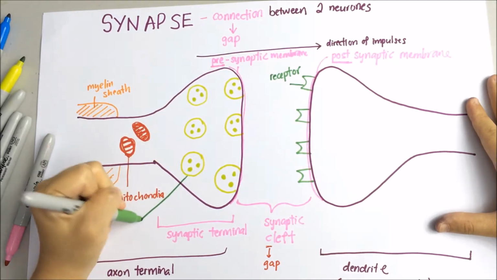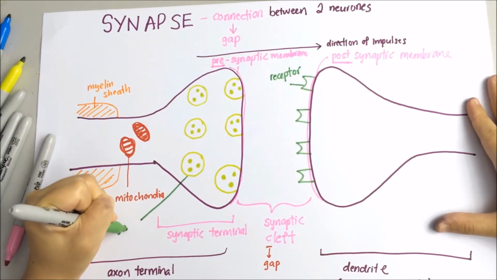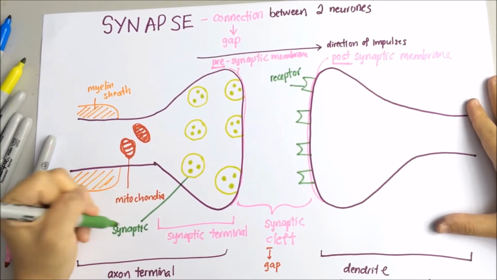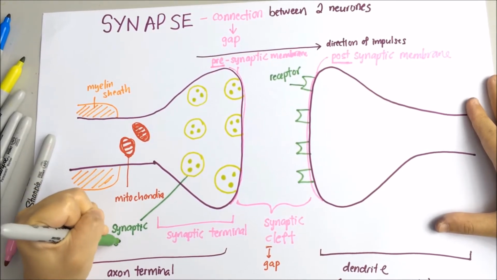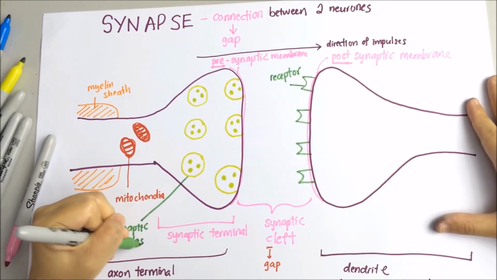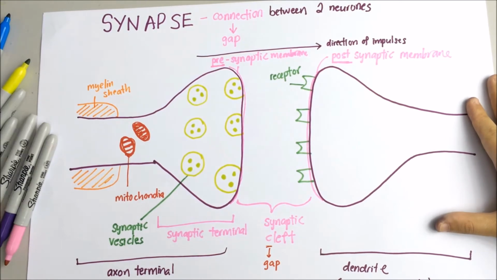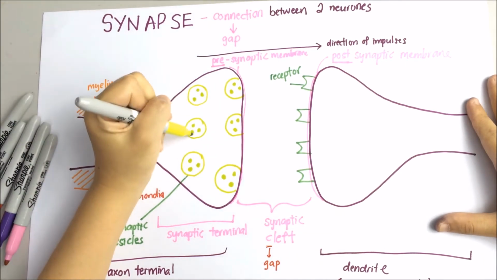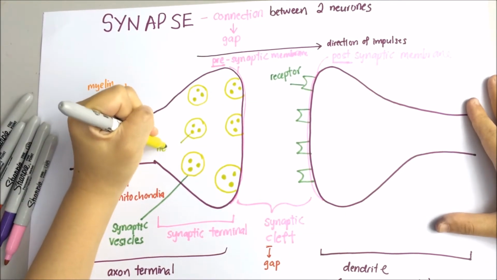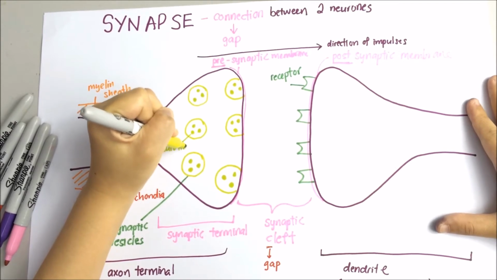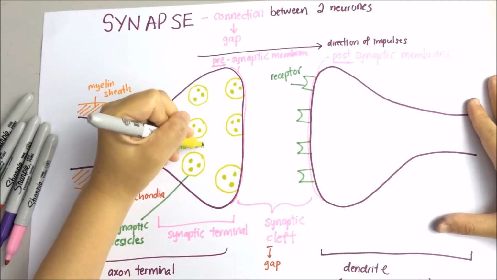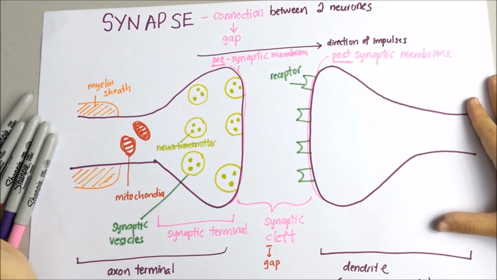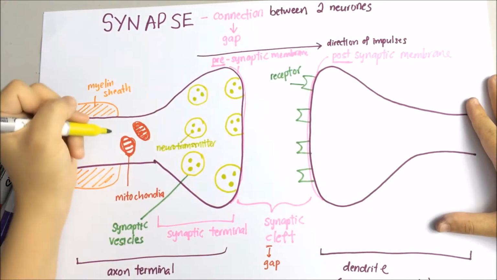Neurotransmitters are produced in the cell body of the neuron and then transported to the end of the axon terminus. At the axon terminus, the neurotransmitters are stored in tiny synaptic vesicles so that they can be released when an action potential reaches the axon terminal. Inside each vesicle, there are neurotransmitters, specifically named acetylcholine.